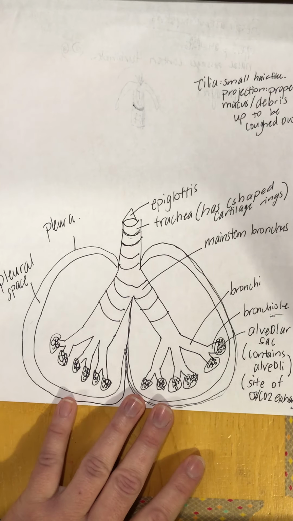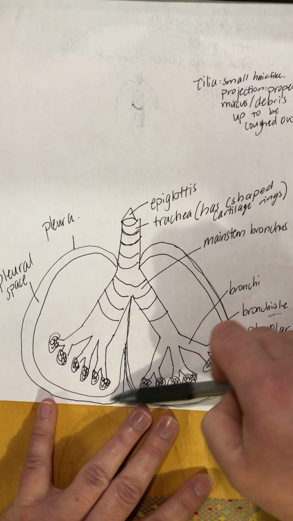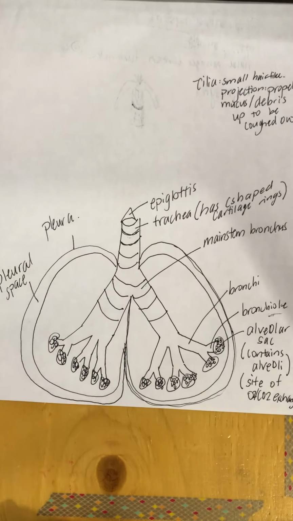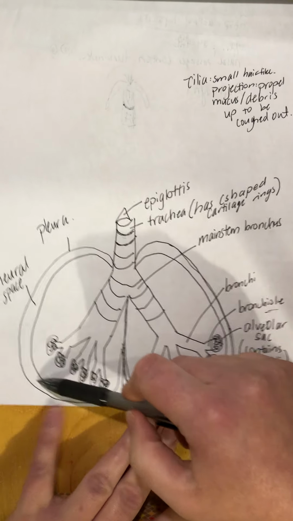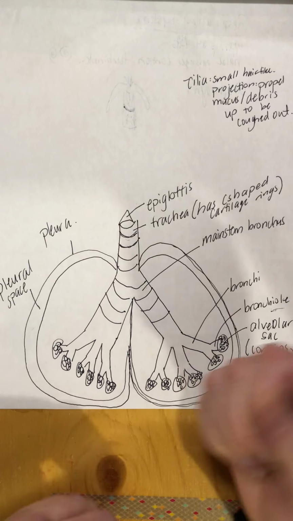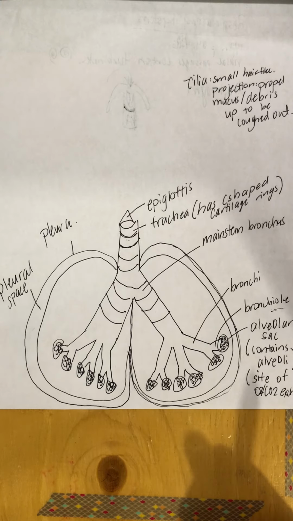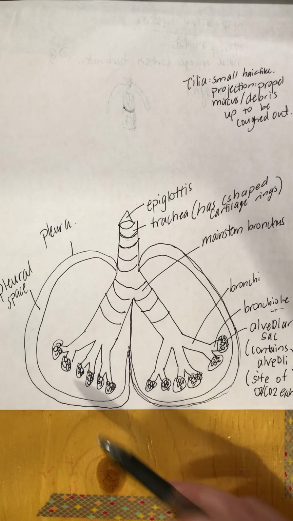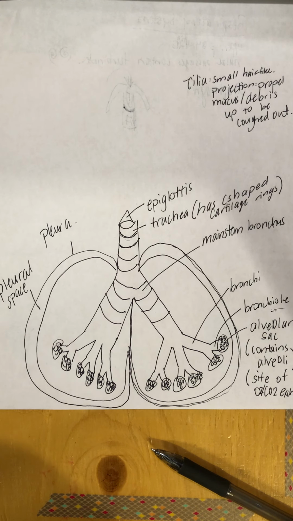Sometimes we'll see this area fill up with fluid, and that's called pleural effusion. That means there's fluid in this space, which is taking up some of the negative pressure space. So when the diaphragm contracts, the lungs aren't able to fill with air as effectively.